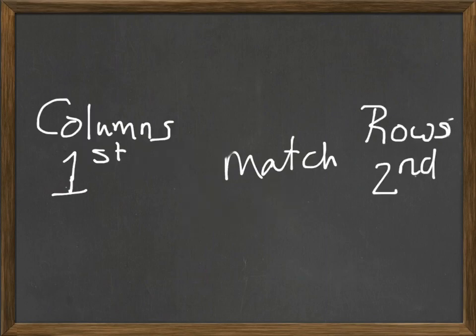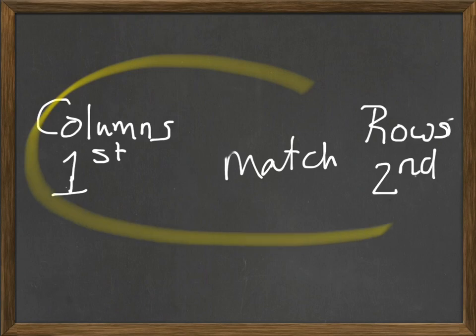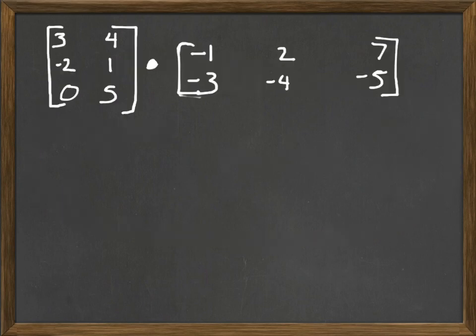In order for you to multiply, the columns from your first matrix must be the same number as the rows from your second. When we're adding or subtracting, they need to overlap completely. When we're multiplying, this is the fact we have to make sure we have. If that doesn't work, then we can't multiply them. So let's look at this first one.